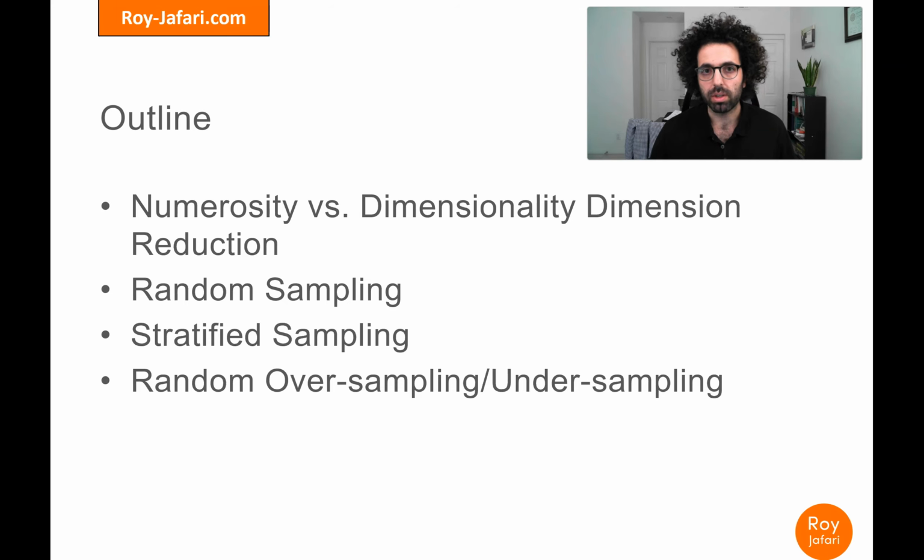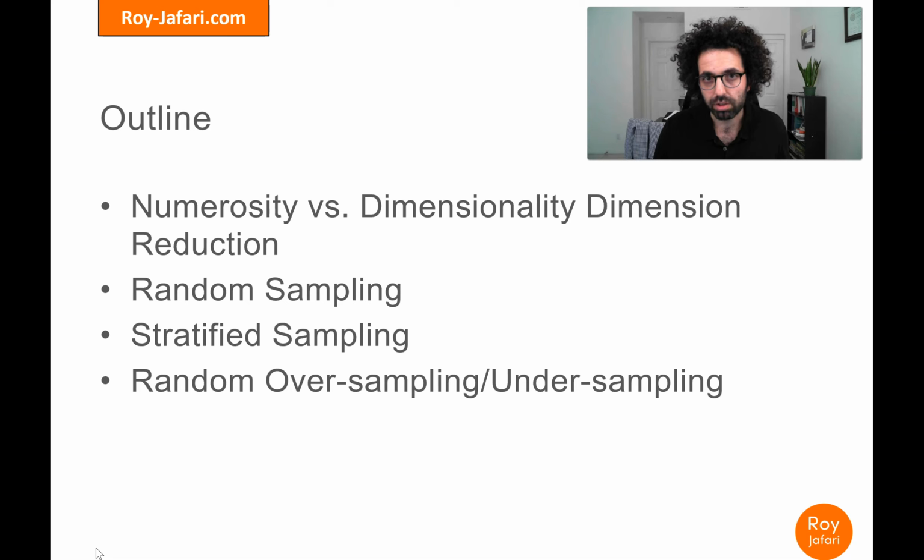All right, so in this slide, we're going to cover these items. Of course, we're going to talk about what is numerosity data reduction, and we are going to compare that with dimensionality data reduction so we understand it better. And then we're going to look at three types of numerosity data reduction: random sampling, stratified sampling, and random over or undersampling. So let's get to it.